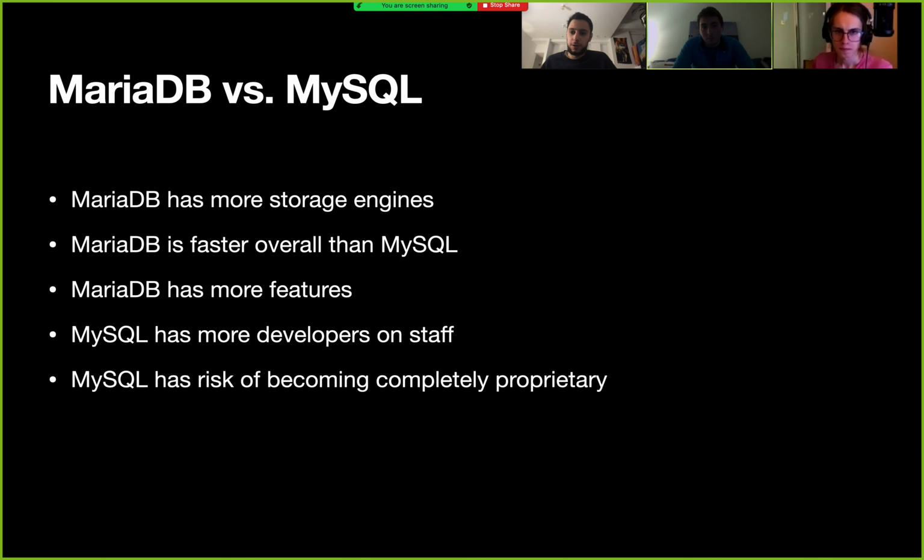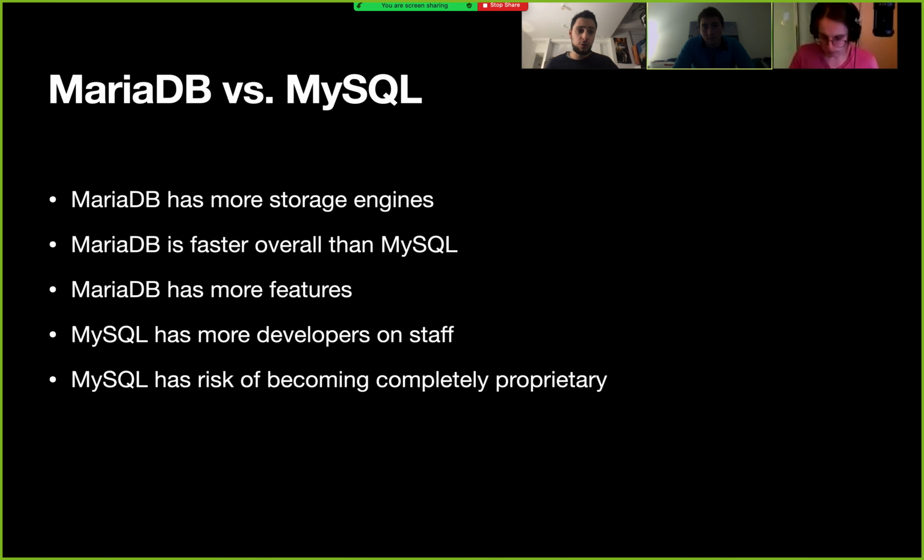And so that's kind of the debate, right? MariaDB has more support for storage engines. It's faster, has more features, but MySQL has more developers on staff. So I mentioned before, MariaDB has more contributors, but MySQL just has a higher amount of hours of actual human labor going into the project because they're paying people full time to work on it.